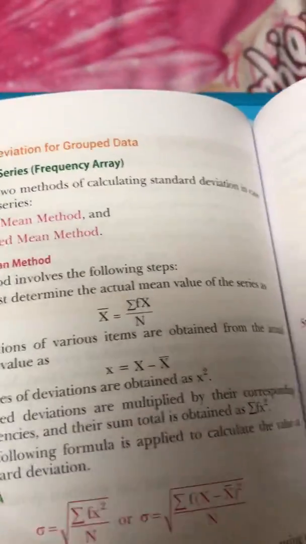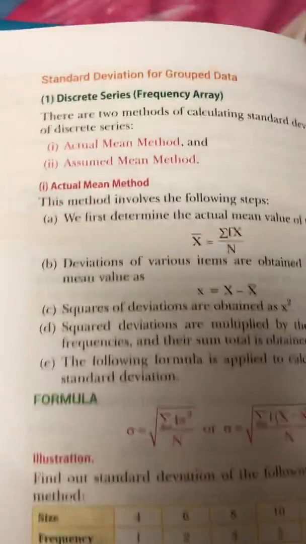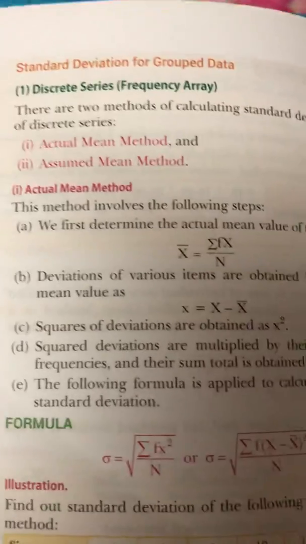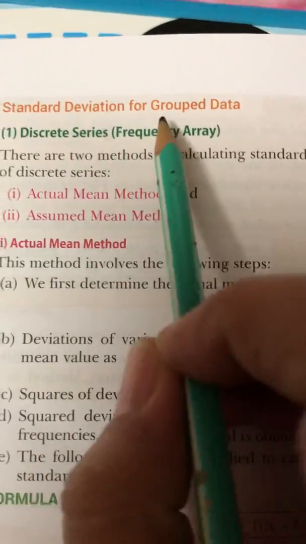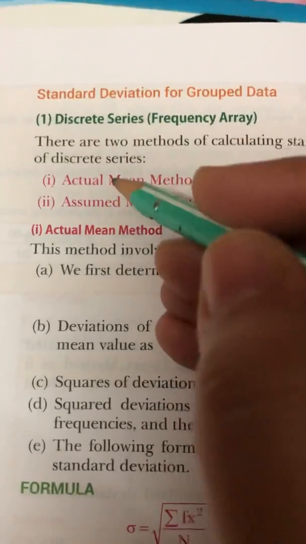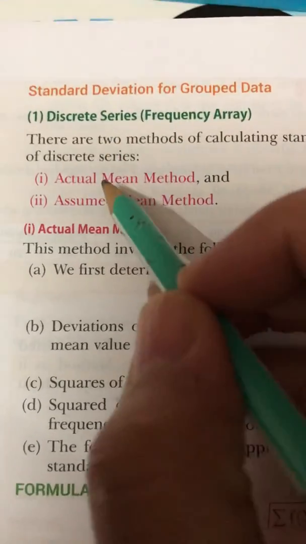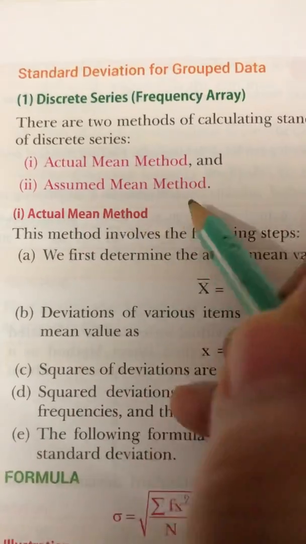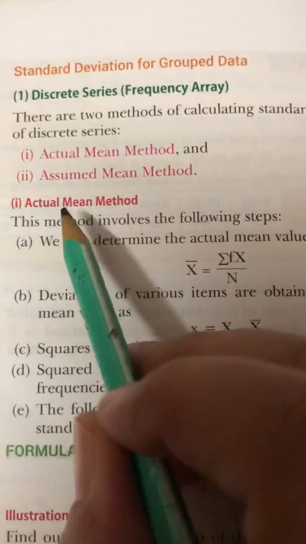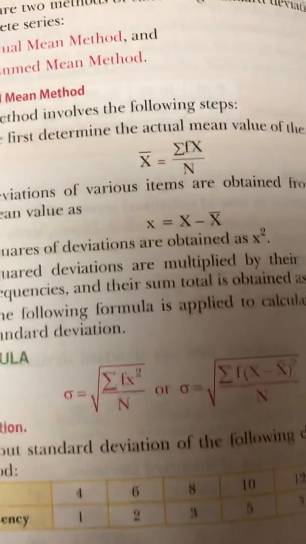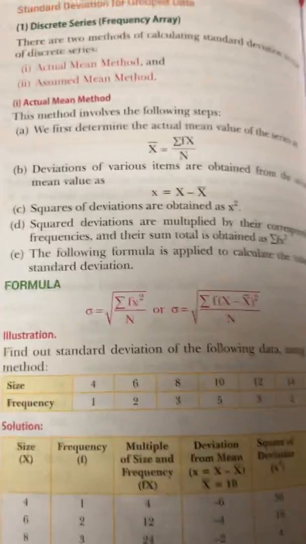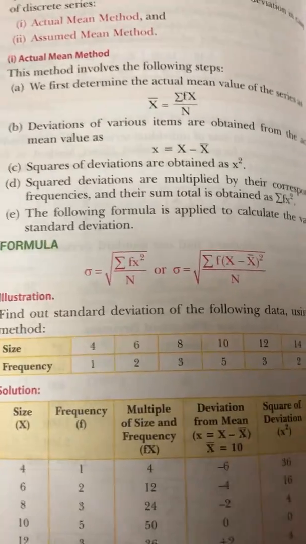We have finished with individual series, how to calculate standard deviation in individual series. We are starting with how to calculate standard deviation in discrete series. In discrete series, you just have two methods, actual mean method and assumed mean method. Coming to actual mean method, we'll go to the formula straight and I'll explain the steps when we do the problem.